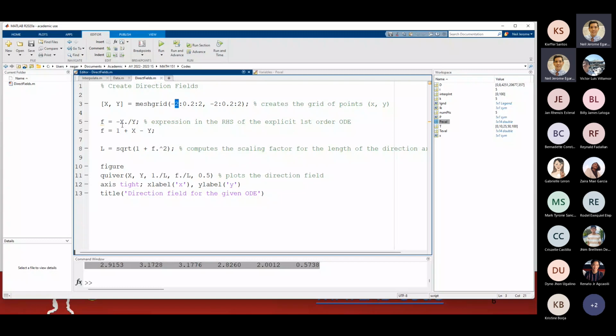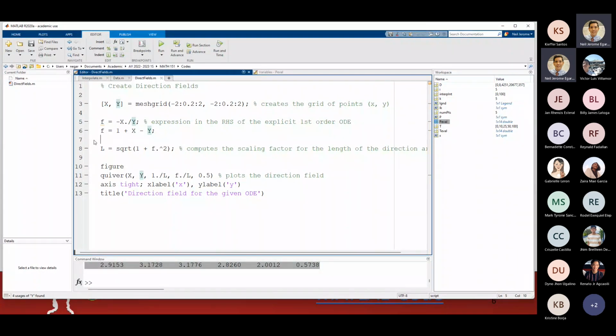The command there is, of course, -x, since it is -x over y, and f is our y prime. When I want to do the division term by term, the command is dot slash. Since x is a vector containing numbers from -2 to 2, and y is another vector containing -2 to 2, if I want component-wise division, the command is dot slash. So -x ./ y: the first component of -x is divided by the first component of y, and so on.